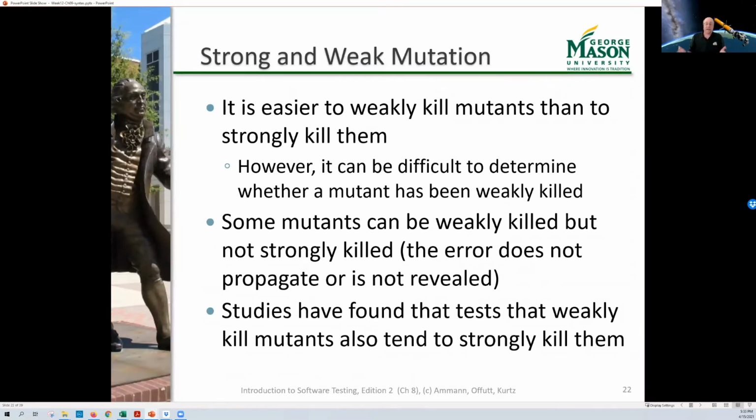So studies have found that tests that weakly kill mutants also tend to strongly kill them, which isn't too much of a surprise. All it requires is that we weakly kill it and then have propagation and revealing of the error.